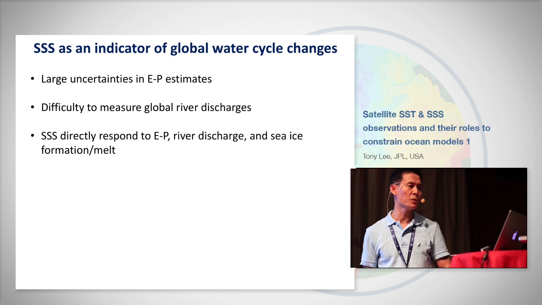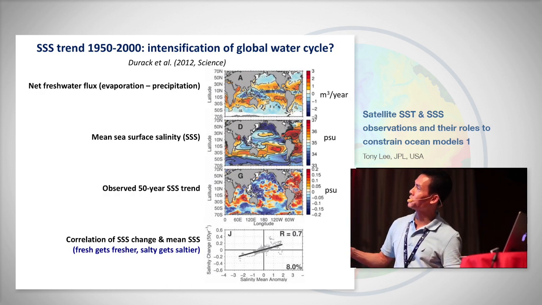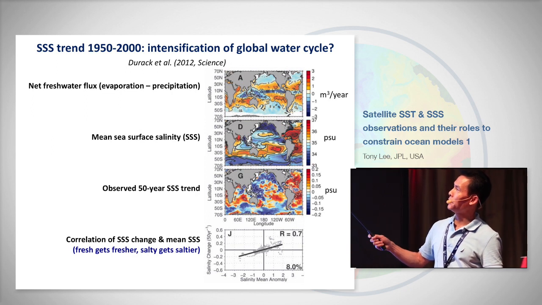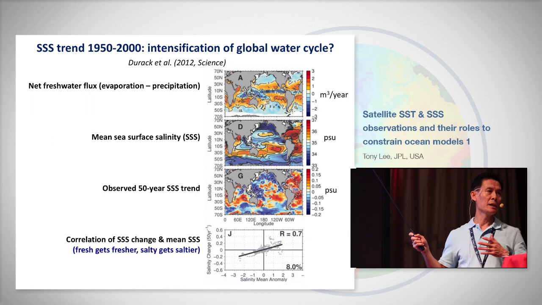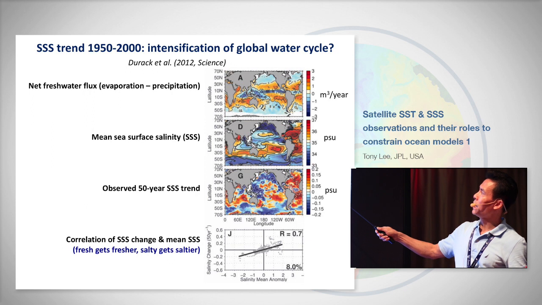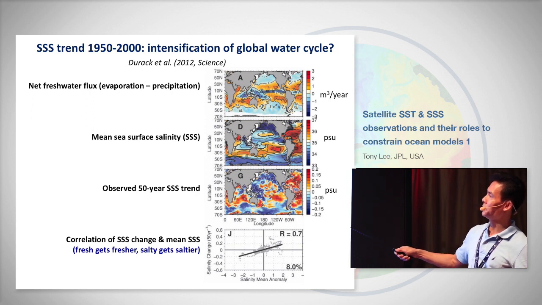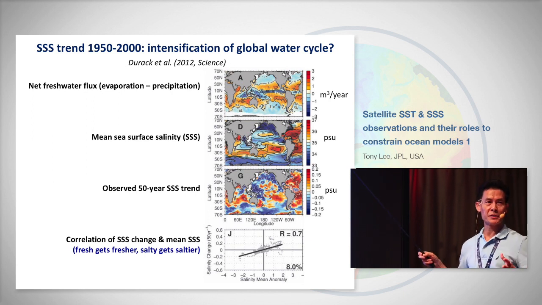So here's one example from the work by Paul Durack, Susan Wijffels, and other Australian colleagues. They looked at the historical near-surface salinity data in the past five decades. And first, if you look at the time mean E minus P pattern and the SSS pattern, they have some large-scale resemblance.